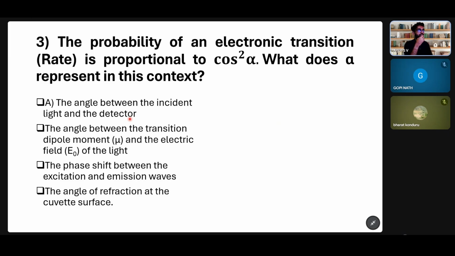So the probability of an electronic transition rate is proportional to cos square alpha. What does alpha represent in this context? I think just now in question number one we discussed this concept basically. So options are: the angle between the incident light and the detector, the angle between the transition dipole moment and the electric field of the light, the phase shift between the excitation and emission waves, and the angle of refraction in the cuvette surface.